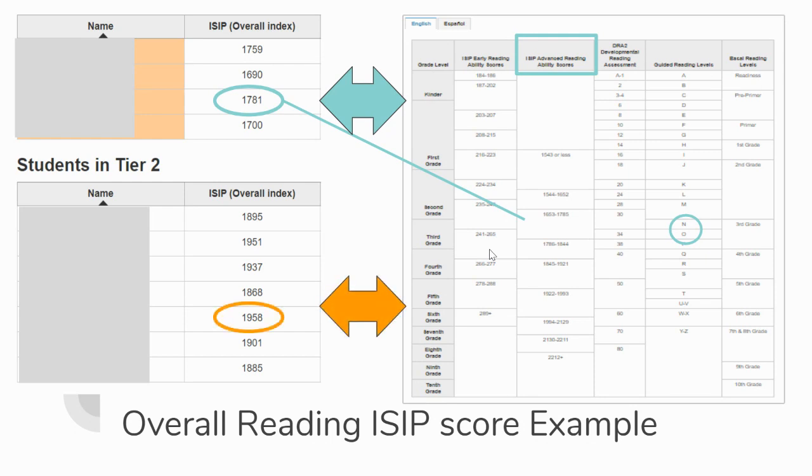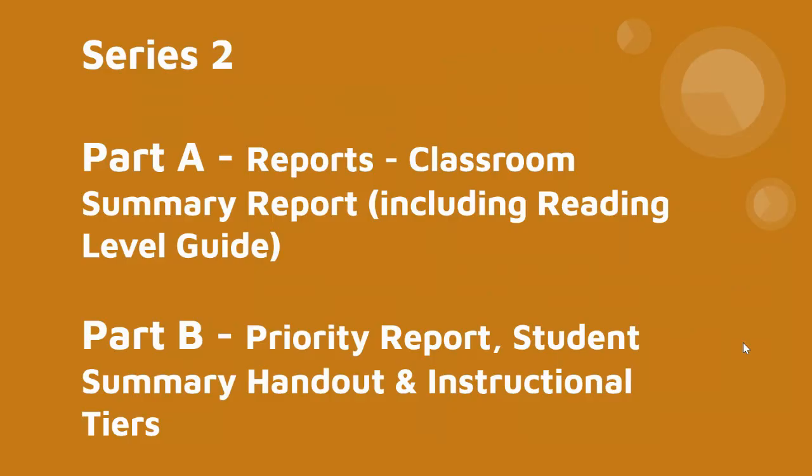This student scored 1958 on their overall reading score. When I head over to the chart again, they're in the middle range of this 1922 to 1993 band. So I would more than likely put them in the middle range of the levels over here, at a level T. That's how you can look at the classroom summary report and also use the reading level guide to help determine what guided reading level your students are reading at.